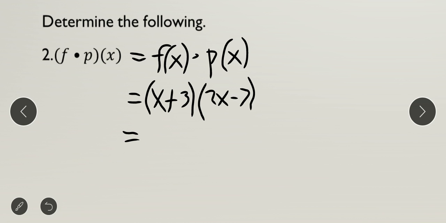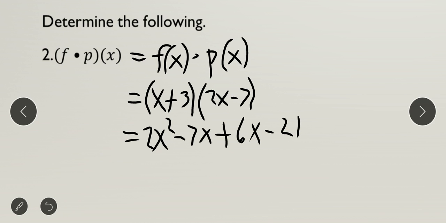Now how to simplify? By using the FOIL method. x times 2x, that will give a result of 2x squared. x times negative 7, that would be minus 7x. 3 times 2x, that would be plus 6x. 3 times negative 7, that's minus 21.